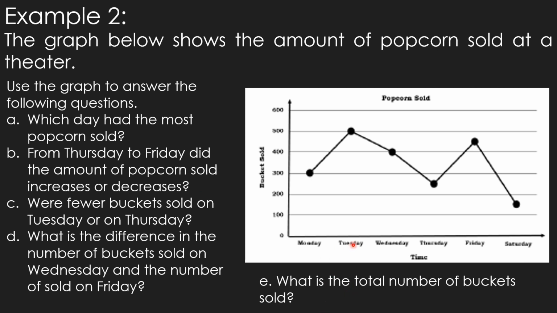Last question, what is the total number of buckets sold? So from Monday to Saturday, the total number of buckets sold is 2,050. Since 300 plus 500 is 800, plus 400 is 1,200, plus 250 is 1,450, plus 450, that is 1,900, plus 150 is 2,050.